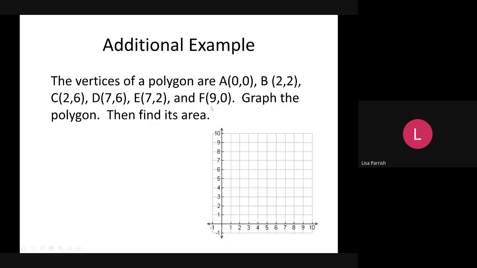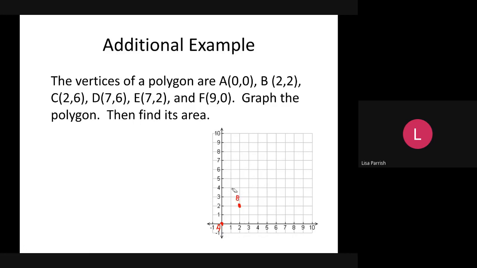So we're going to plot the points. Remember our steps from the previous example. Let's plot our points. A is 0, 0. I'm going to label that. B is 2, 2. Now this graph makes it a little easier. Over to 2, up to 2. I only have one quadrant, so that makes it a lot easier.